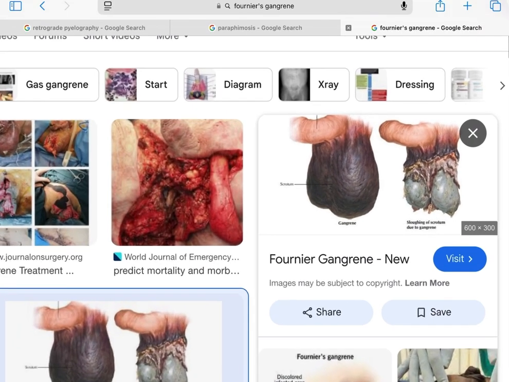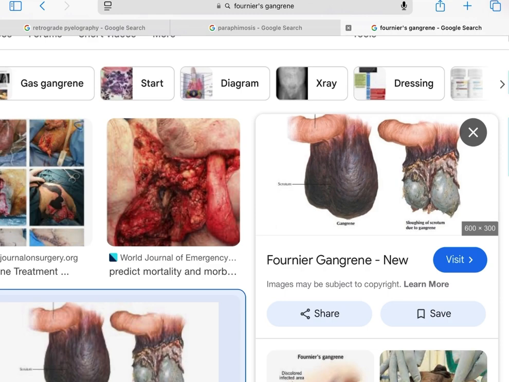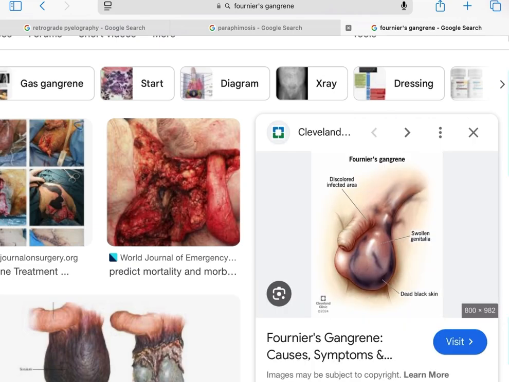In the picture you can see the Streptococcus, Staphylococcus or Clostridium will invade and cause rapid inflammation, which causes gangrene, and eventually there will be sloughing off of the scrotal skin because of the gangrene. You can also see the exposed testis, right? The testis is spared because of its dual blood supply. You can see the swollen genitalia and dead black skin, which we should remove, and we'll do this dressing, and afterwards we'll place a skin graft.